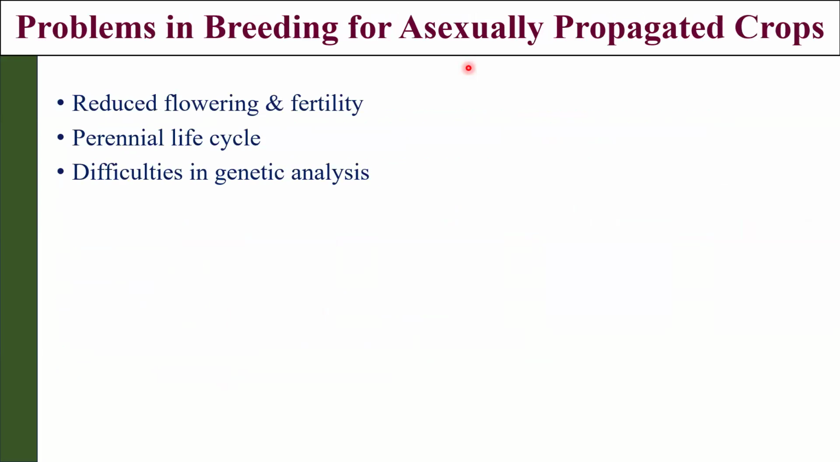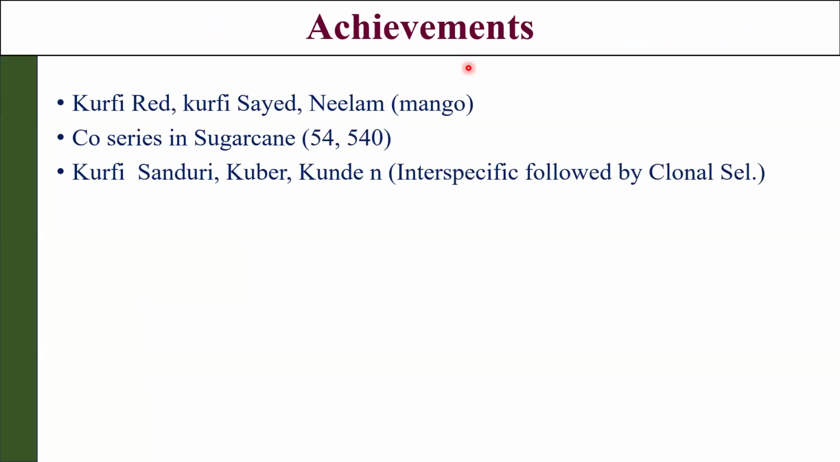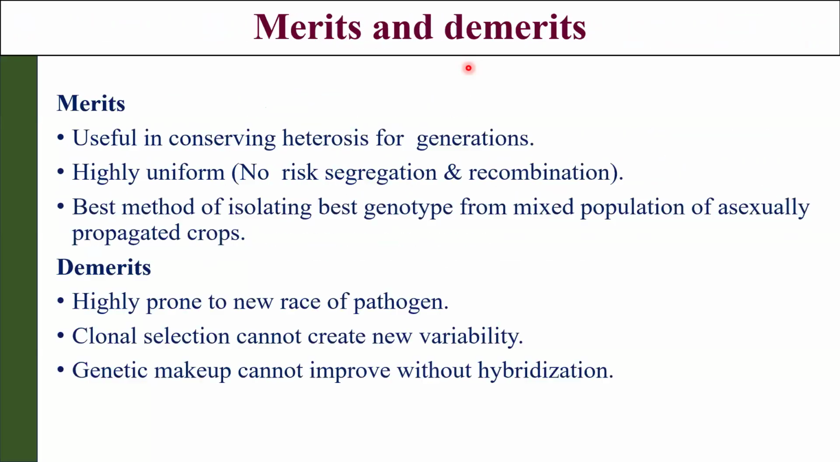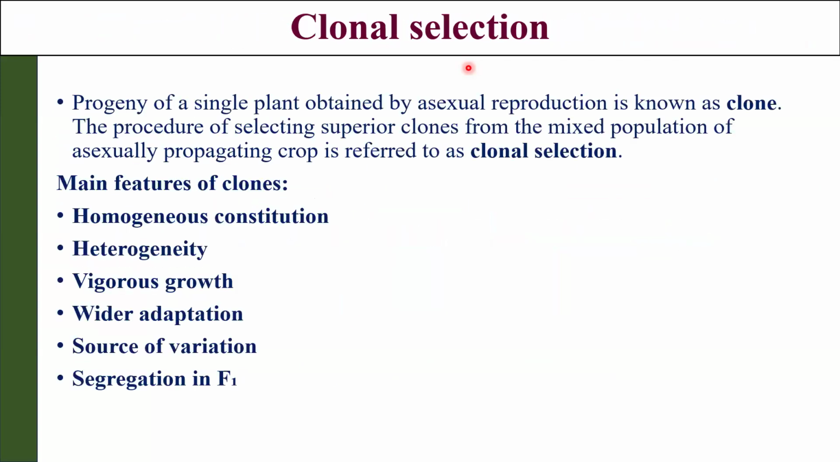Because there is no availability of flowering, and most of these crops are sterile in nature. Self-incompatibility and male sterility are more predominant in crops which are asexually propagated, and they have a perennial life cycle. Tracing the history and inheritance of the particular trait is very, very difficult in asexually propagated crops. Then this is about clonal breeding.